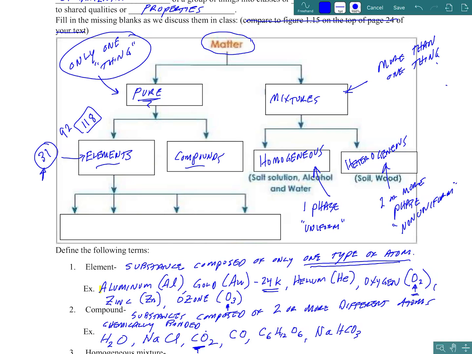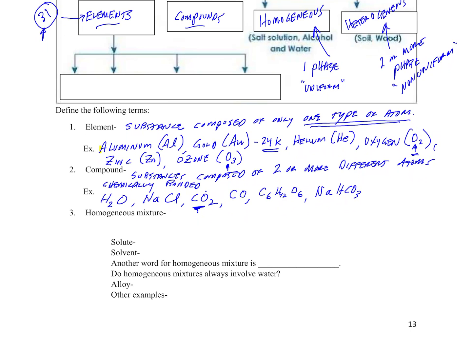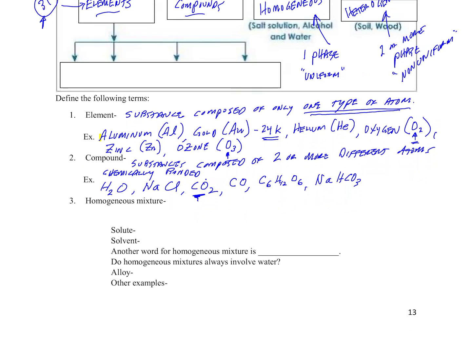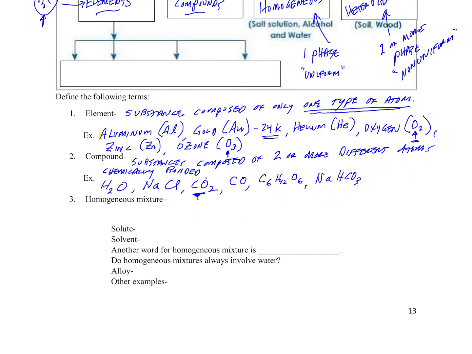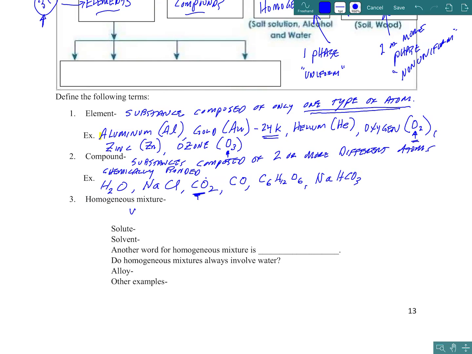Let's go to the bottom of this page, and then we're going to define these terms for you. And we're going to give a lot of examples. Hopefully, you can understand the difference between homogeneous and heterogeneous. So if we go down to the bottom here, we have a space for our definition for homogeneous mixtures. So a homogeneous mixture is a uniform mixture of only one phase. So let's try that again. A uniform mixture of only one phase.